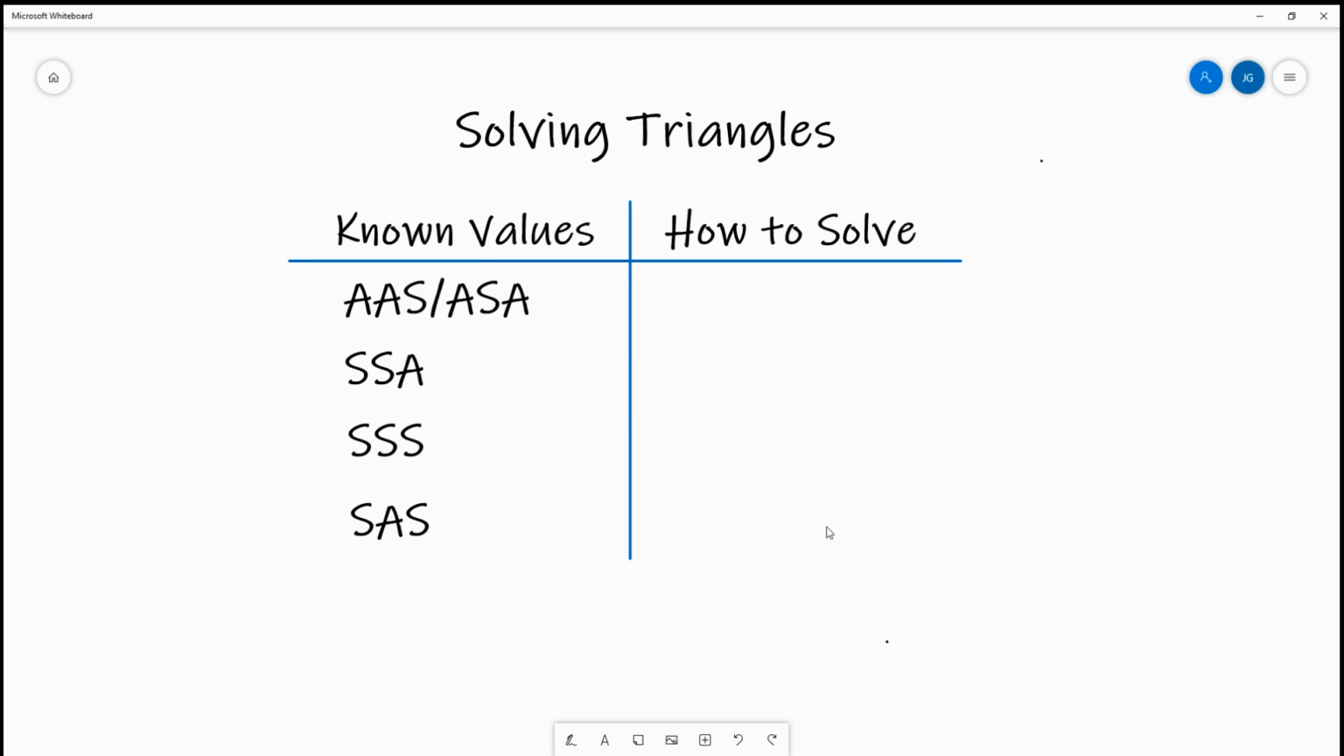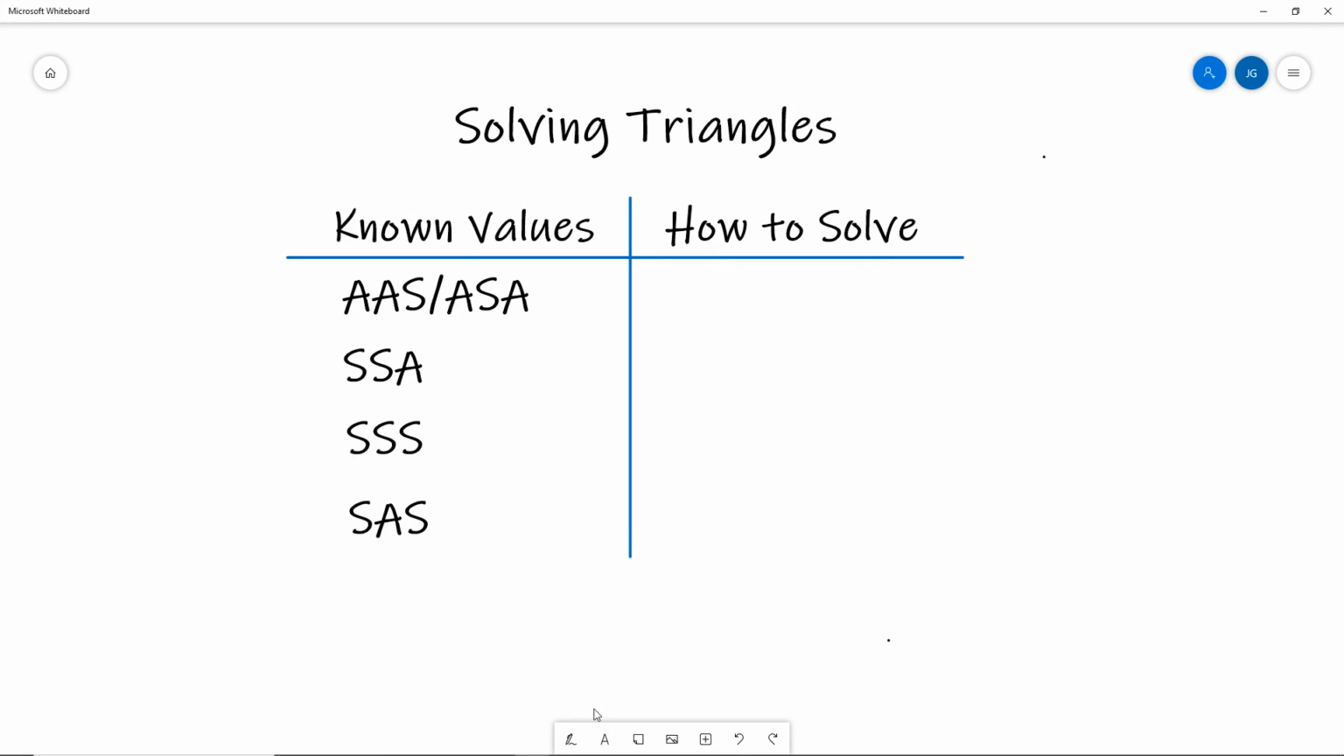All right, we are back here again. We're going to finish up our conversation about how we solve triangles when we have incomplete information using our trigonometric functions. So, from the previous videos, we have looked at four different situations where we have three pieces of information about a triangle, and we want to figure out the other three pieces of information that's missing.